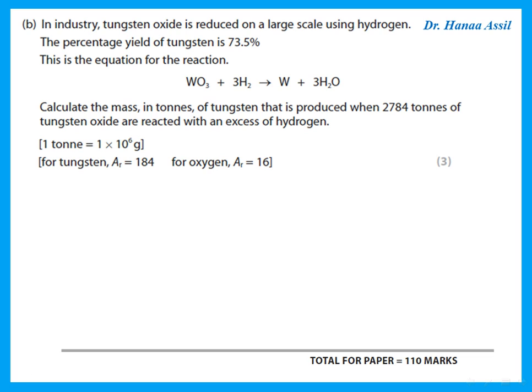In industry, tungsten oxide is reduced on a large scale using hydrogen. The percentage yield of tungsten is 73.5%. So he's saying when they do this experiment, he gets only 73.5% of what he's supposed to get. Then this is the equation for the reaction. Calculate the mass in tons of tungsten that is produced when I'm starting with 2,784 tons of tungsten oxide reacting with excess hydrogen.